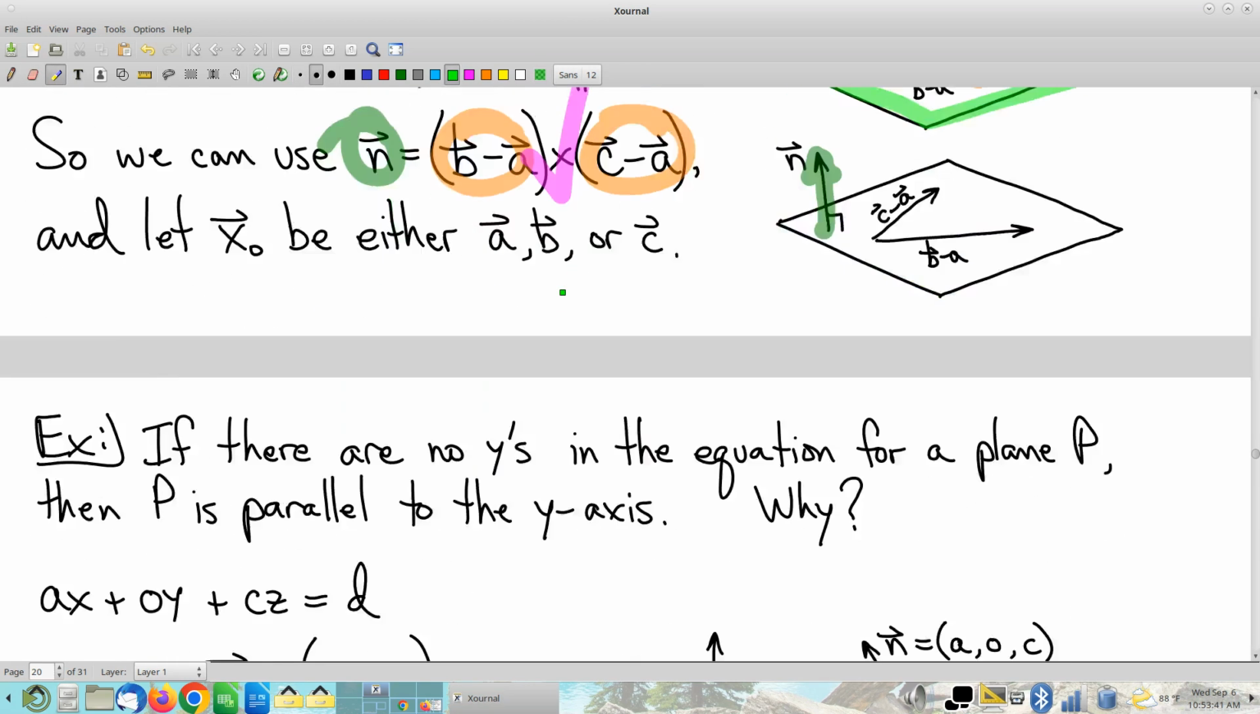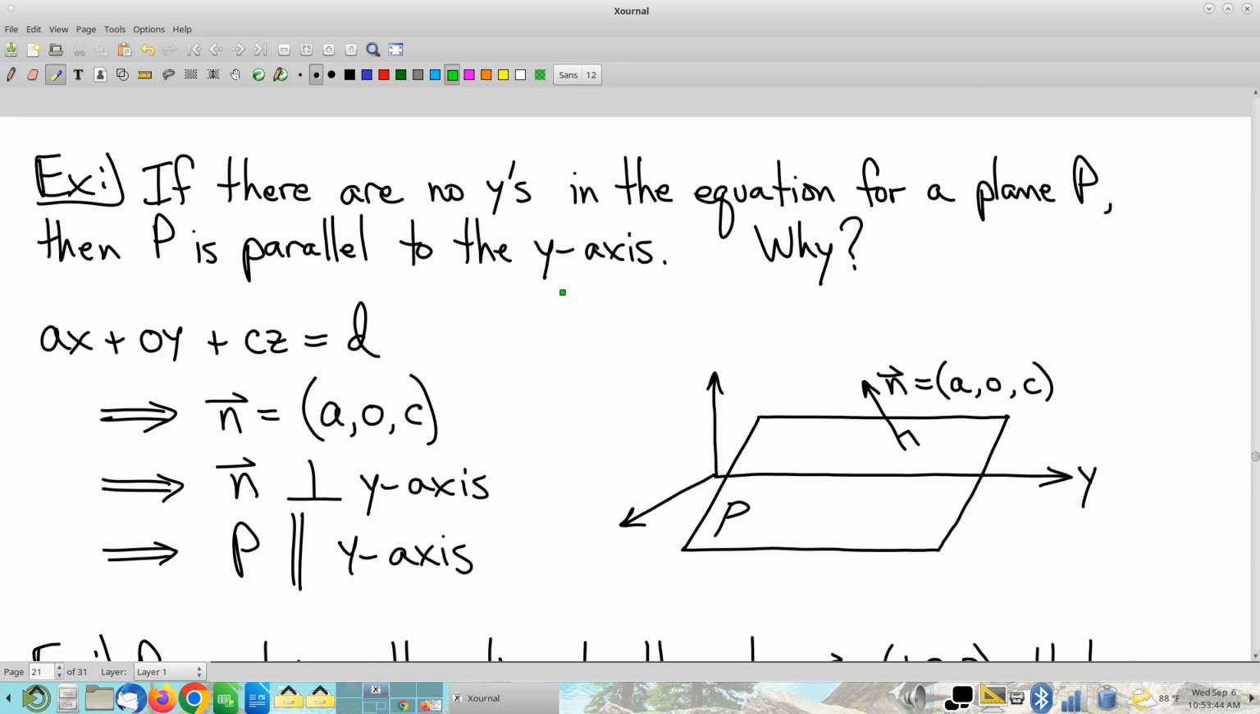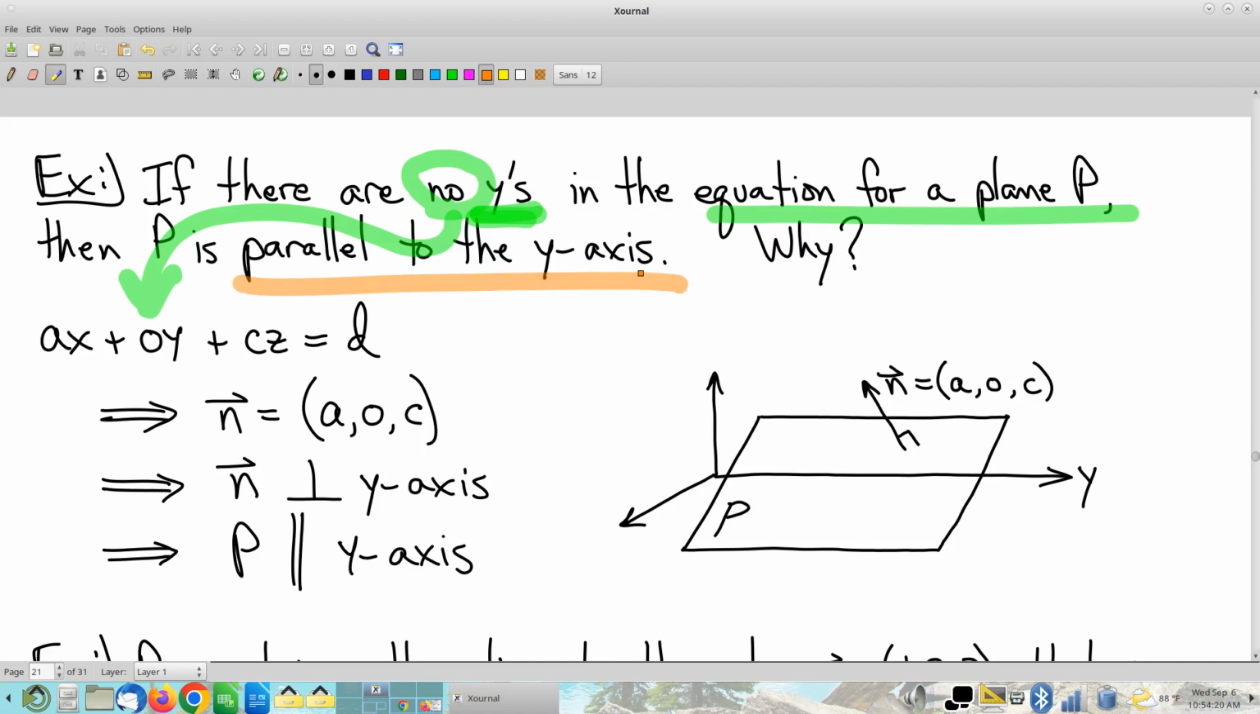Okay. Here's a cool fact. This comes up more often than you would expect, and it's so easy to use. Once you know this fact, it's just super easy to use. So here it is. If you have no y's in an equation for a plane, there's just no y's there, right? So specifically, see, there's no y's in this equation. 0y. That plane is parallel to the y-axis.